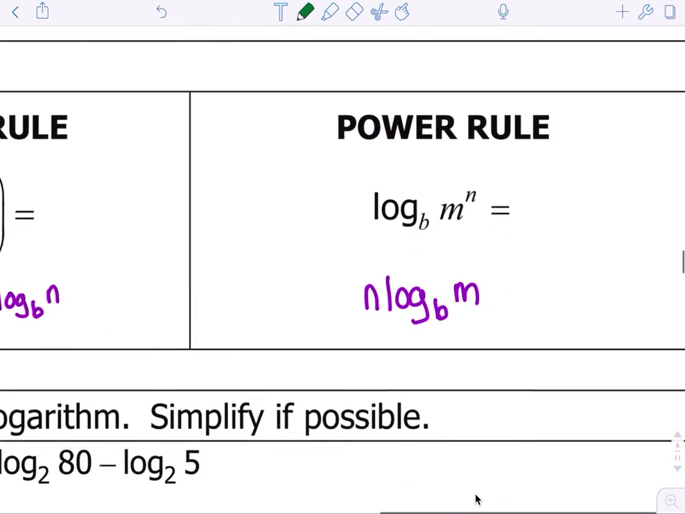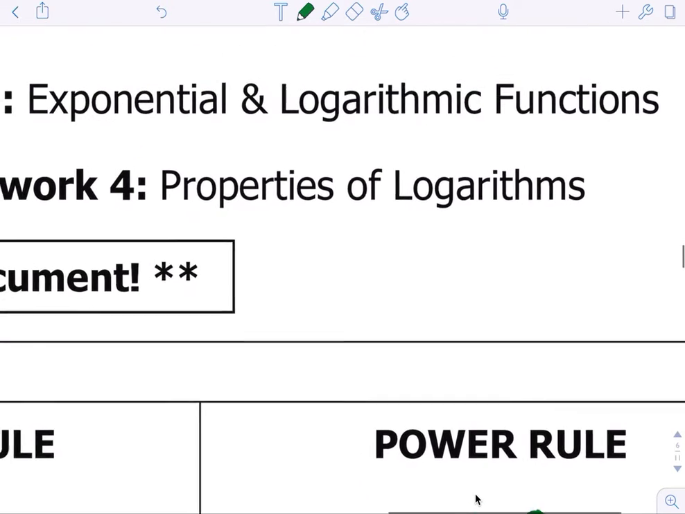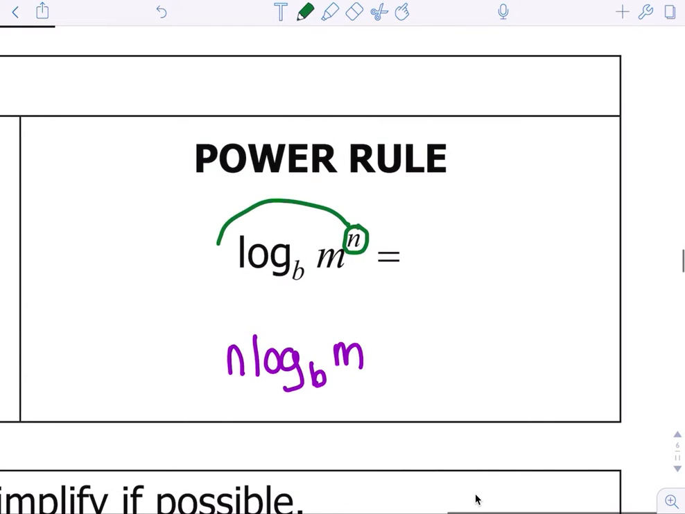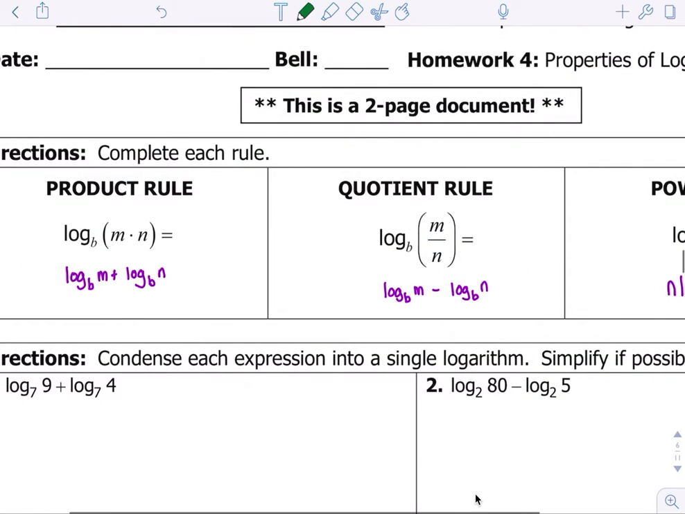And then for power rule, notice that our argument has a power of n. So what basically the power rule means is you can put the power in front of the logarithm, just like that. Or all of these can go in reverse. If you see the plus, then you can go back to this form. And if you have this, then you can go back into this form.